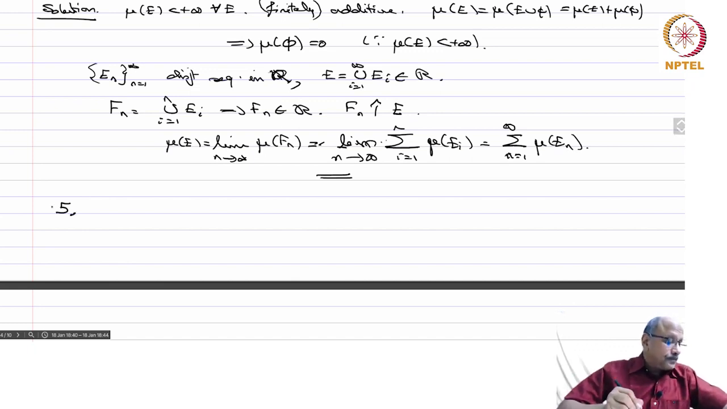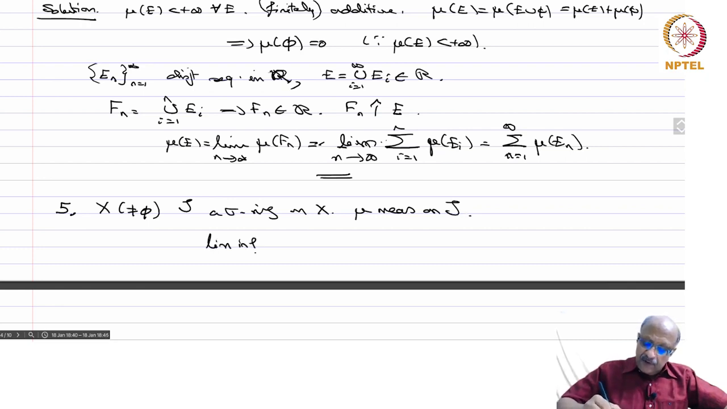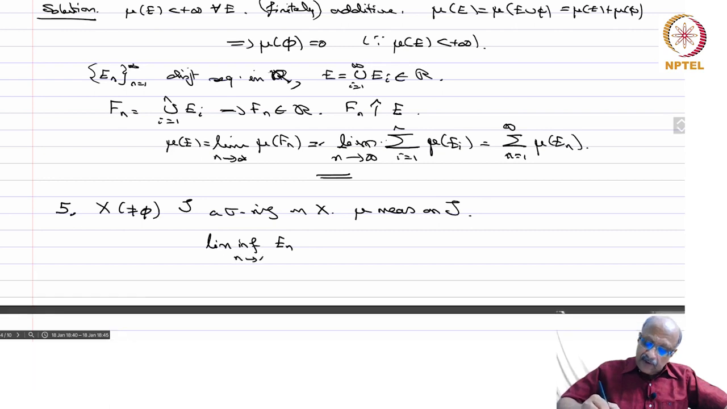Five. X non-empty set, S a sigma ring on X, mu a measure. Now you define lim inf En, n tending to infinity, where En, n equals 1 to infinity in S. This definition is union n equals 1 to infinity intersection i equals n to infinity Ei.